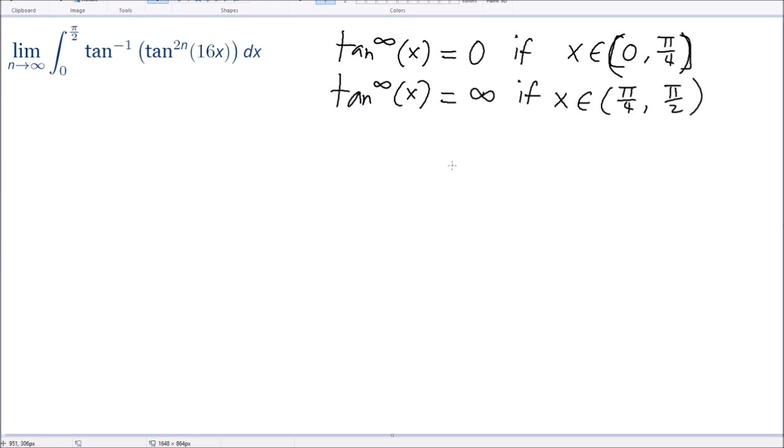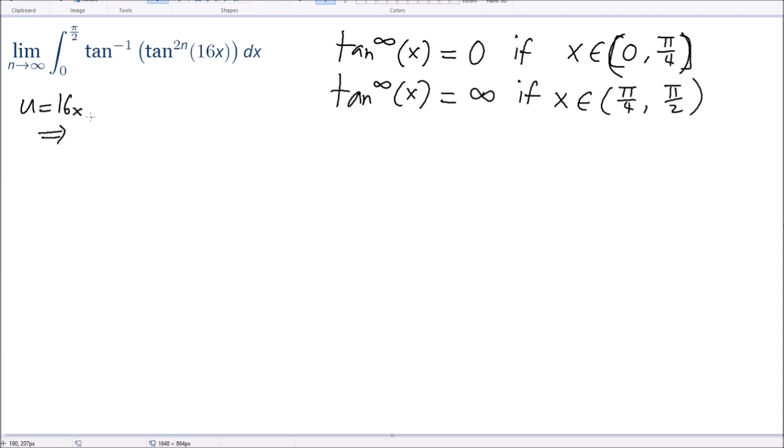So, okay. Now, what else? So, what now? Okay, we know this, but how are we gonna apply this? First of all, this 16x bothers me. So we're gonna have to do some u substitution here. So u equals 16x.